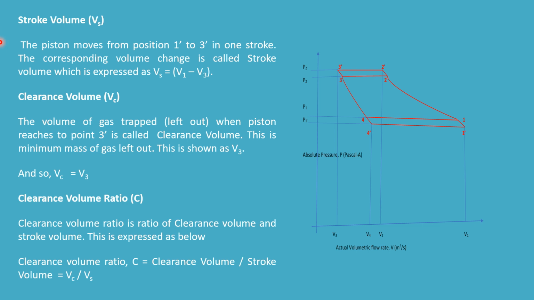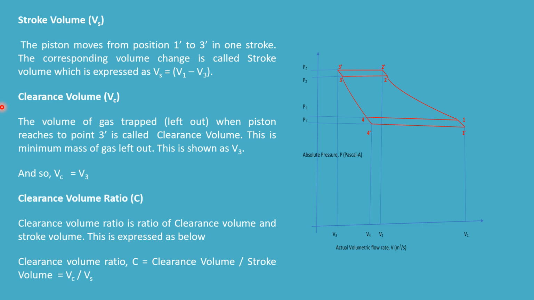Stroke volume in PV diagram, that is, pressure and volume diagram. The piston moves from position 1 dash to 3 dash in one stroke, and the corresponding volume change is called the stroke volume, which is expressed as Vs, V1 minus V3. तो ये V1 है एंड ये V3 है. तो ये जो वॉल्यूम का जो चेंज है उसी को हम बोलते हैं स्ट्रोक वॉल्यूम.